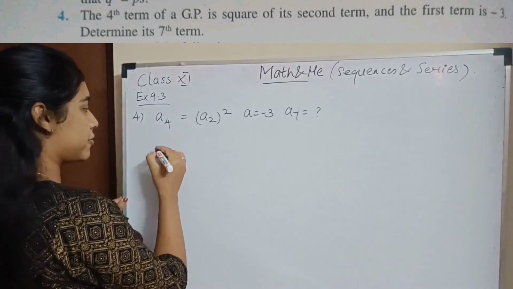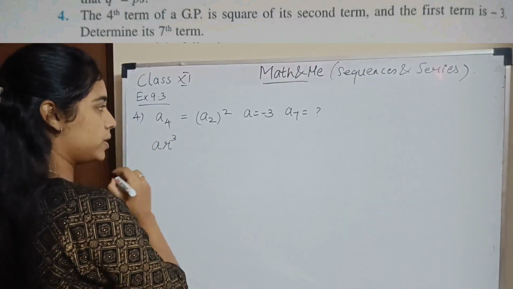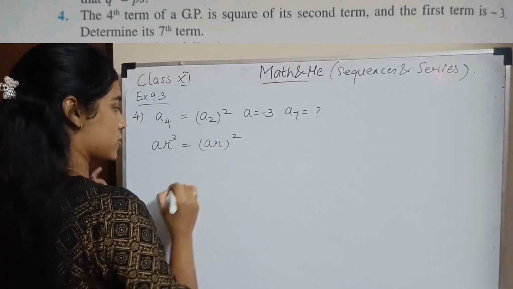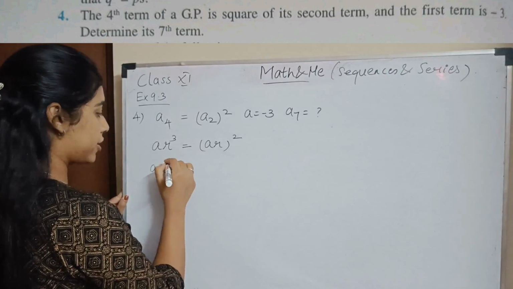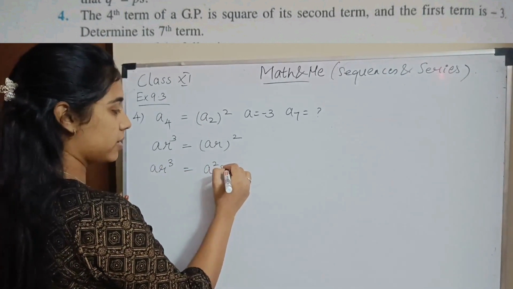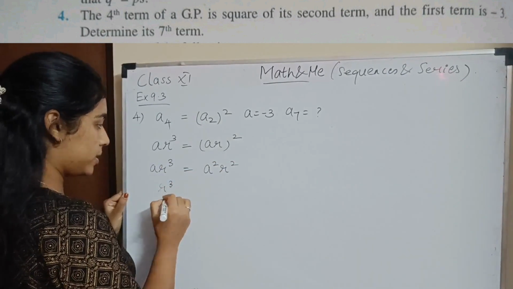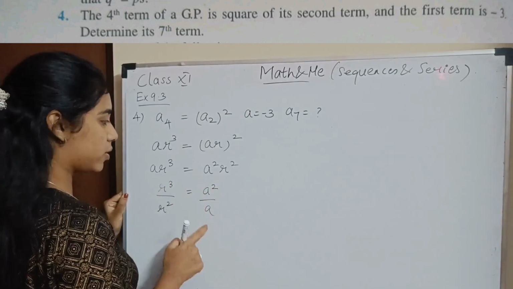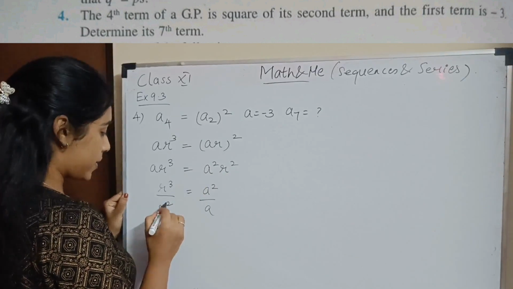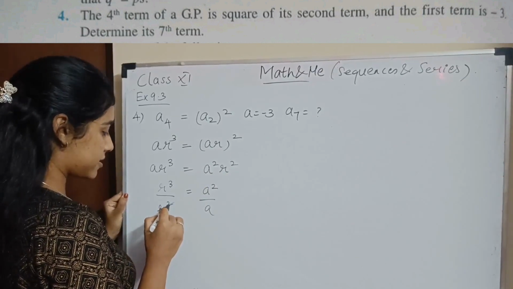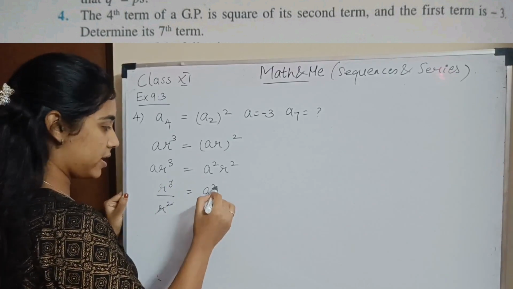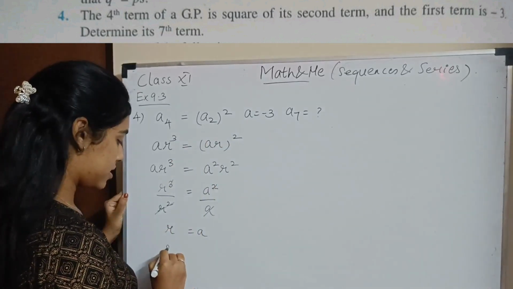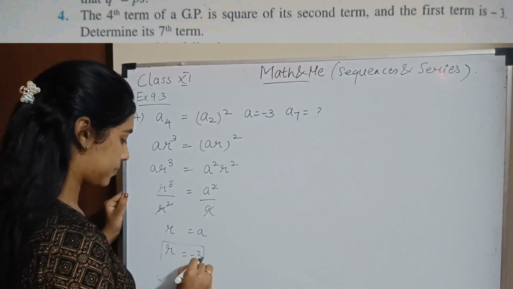Okay. So what is A4? AR cube equals A2 and AR the whole square. So what do I have? AR cube equals A square R square. R cube divided by R square equals A square divided by A. Okay. So what do I have? I can cancel this. R square cancels, A and A get cancelled. I have R equals A. What is my A? Minus 3. So R equals minus 3.